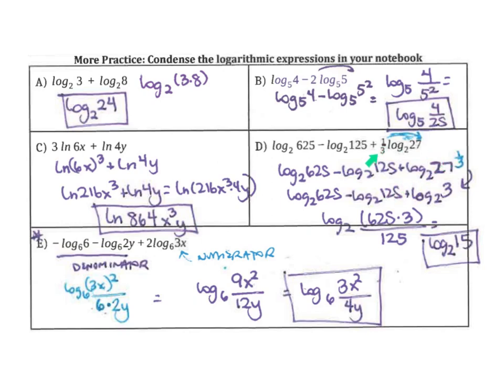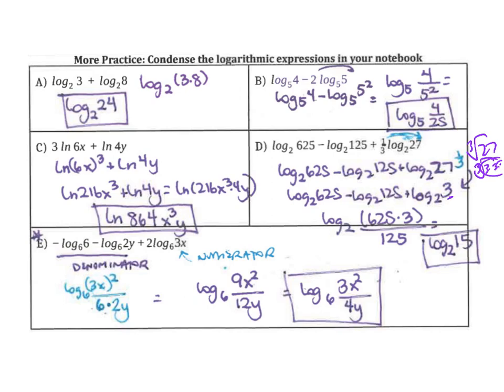Letter D, I talked about this. So the 1/3 goes to the top as 1/3. 27 to the 1/3, remember, that is just 3. So it's cube root of 27, right? Cube root of 27, that is 3 times 3 times 3. And so that's why this changes to a 3 here.